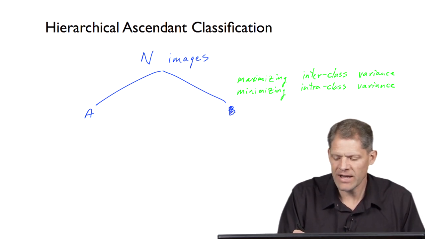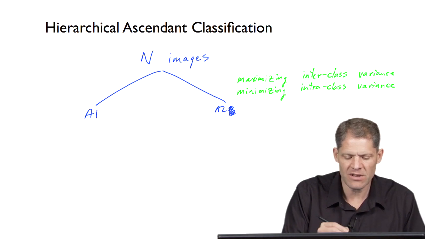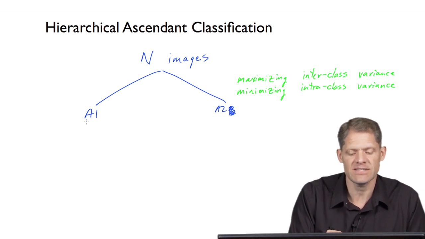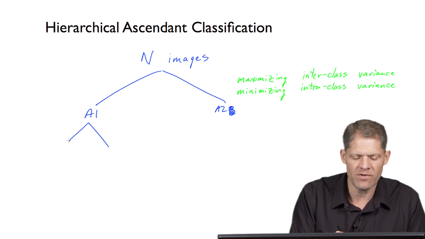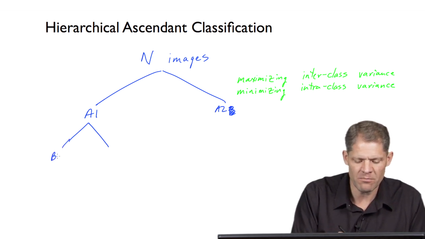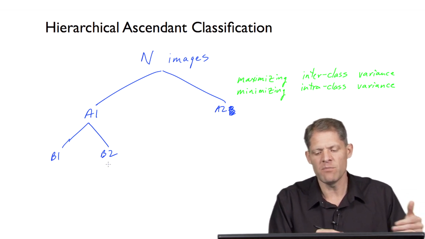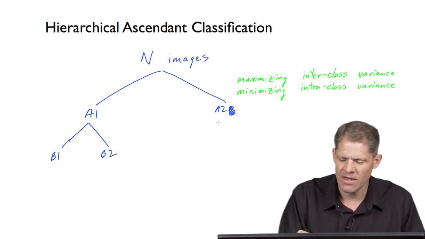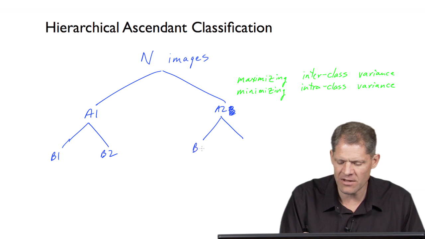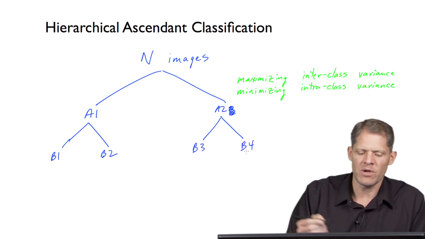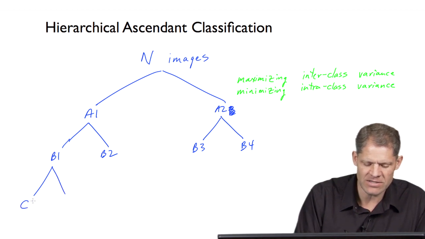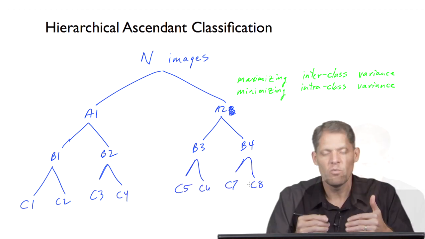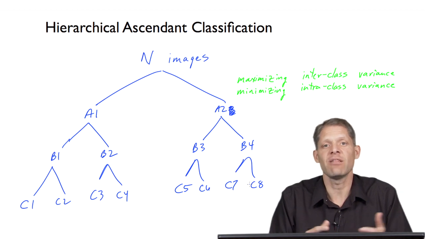Now let me rename this class A2, and this will be class A1. And then we could do the same thing for those classes. We could take all the images in class A1 and ask the computer to further divide them into two subclasses. Let's call them B1 and B2. That would maximize the interclass variance between those two and minimize the intraclass variance. And likewise, we could do that to class A2 to create classes B3 and B4. Then we could take another step and classify these into C1, C2, C3, and C4, etc. We could do this in as many steps as needed until we had lots of different classes.